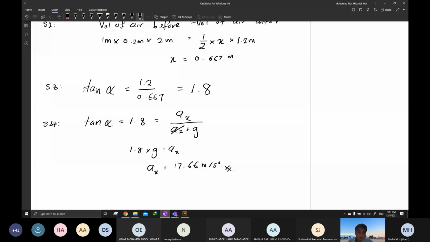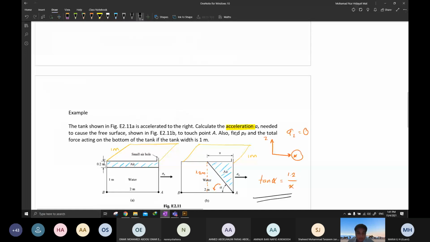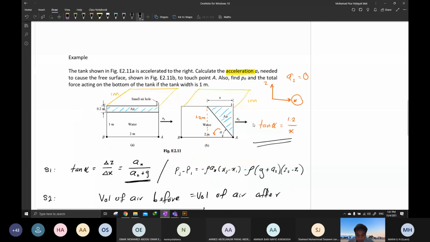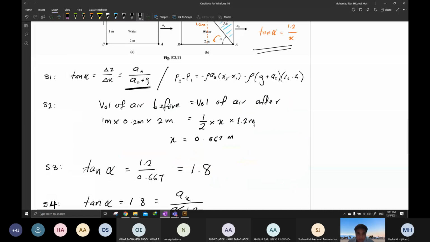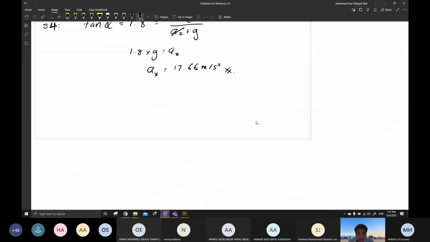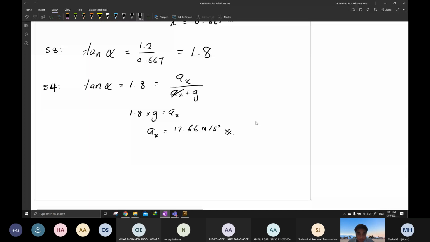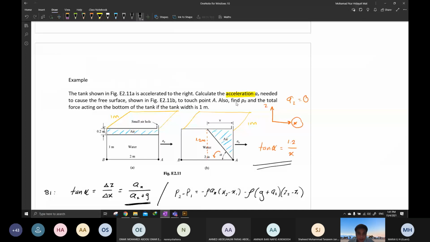Yes, doctor. Okay, so now we already have the value of AX, which is 17.66 meter per second squared. So the second question asks, find PB, the pressure at point B.